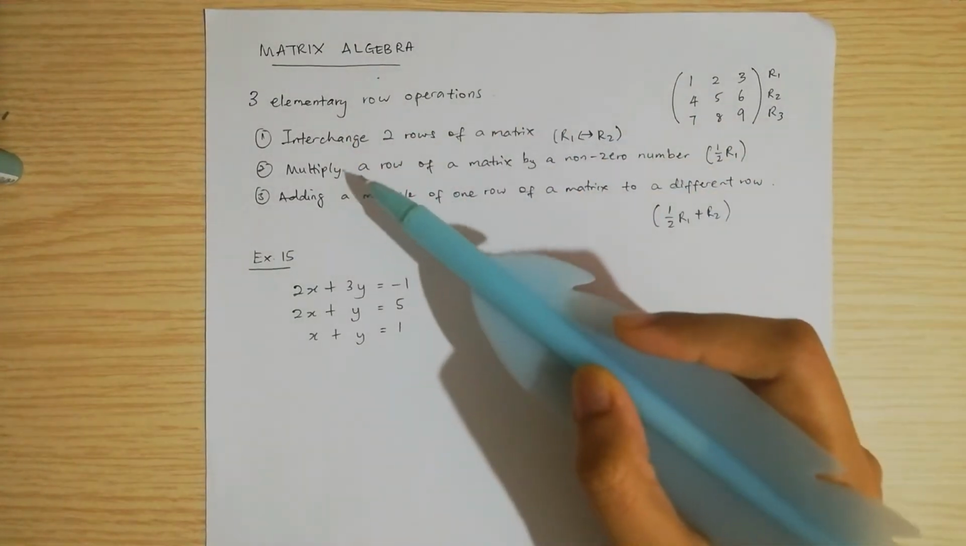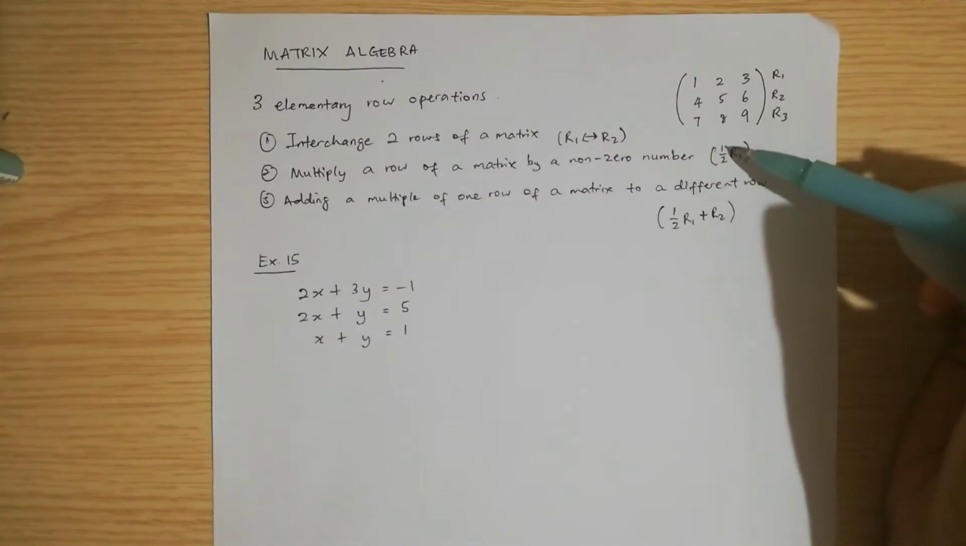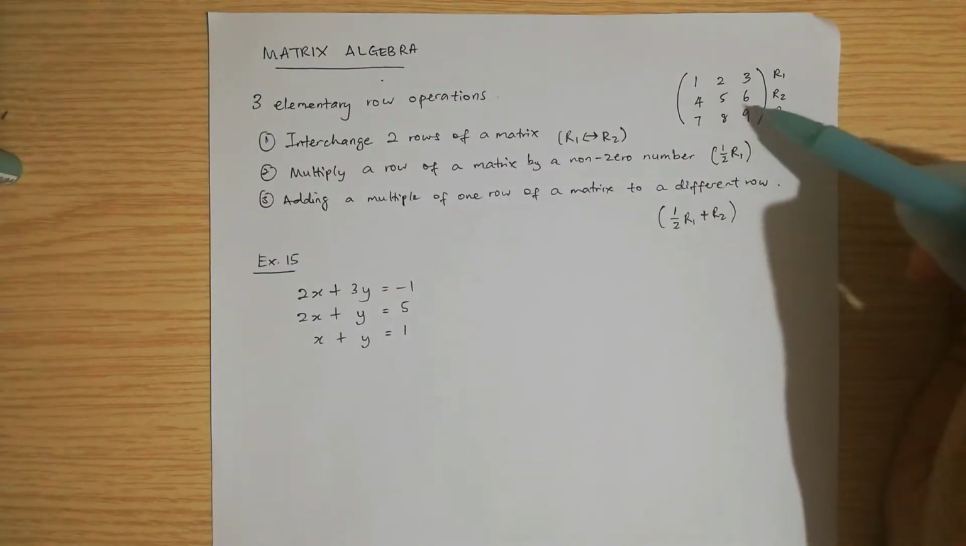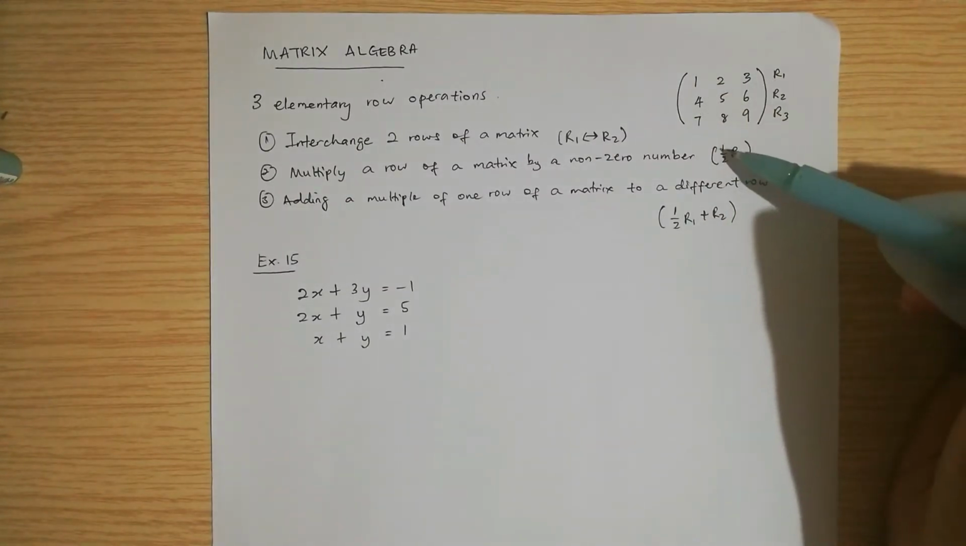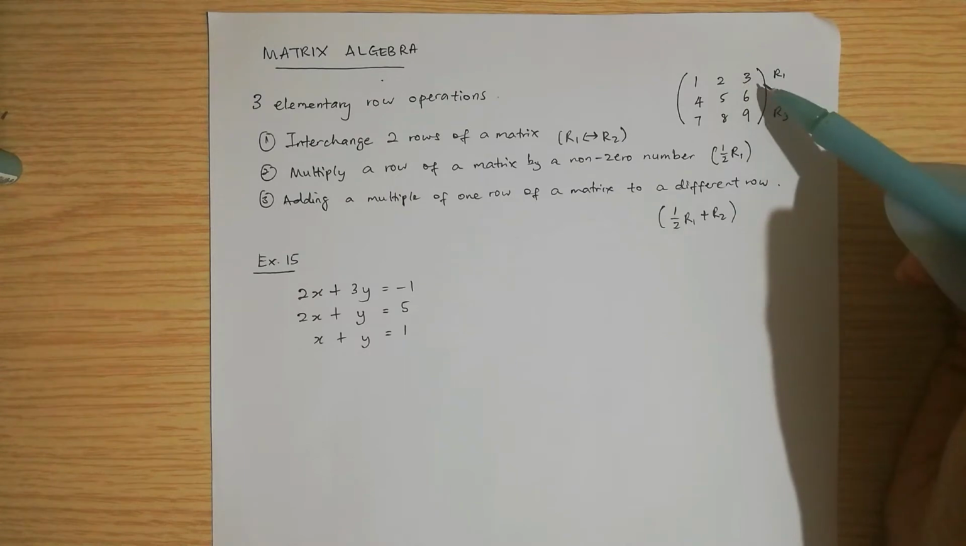The second operation is to multiply a row of a matrix by a non-zero number. For example, you want to multiply the first row by half. So we write it as half row 1. So this one becomes half, this one becomes 1, this one becomes 3 over 2.